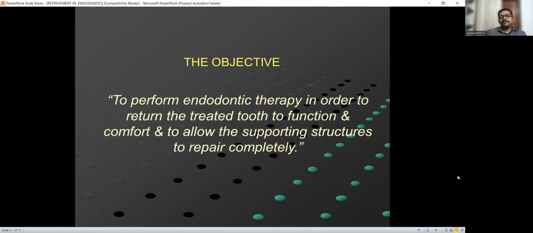So what's the basic objective for retreatment? It is to perform endodontic therapy in order to return the treated tooth to function and comfort and allow the supporting structures to repair completely. This is the basic objective for taking up a case for endodontic treatment: to perform endodontic therapy in order to return the treated tooth to function and comfort and to allow the supporting structures to repair completely.